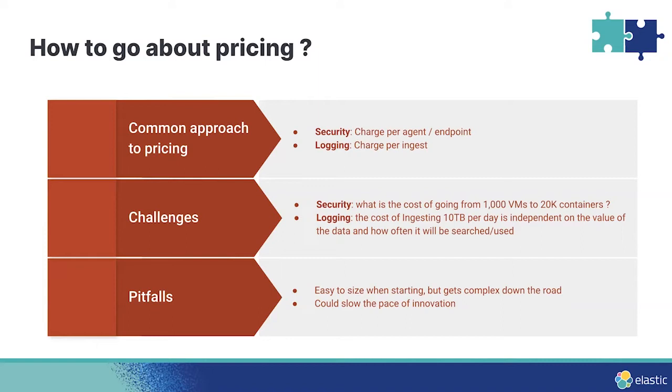And although these models work well and are still considered consumption, the pitfall in these cases is that it's easy to size when you're starting, since you know the number of agents, for example, but it gets complex down the road as you're trying to shift to different technologies. It could also slow the pace of innovation, because you're going to be very hesitant to try things out if there are going to be significant cost implications.